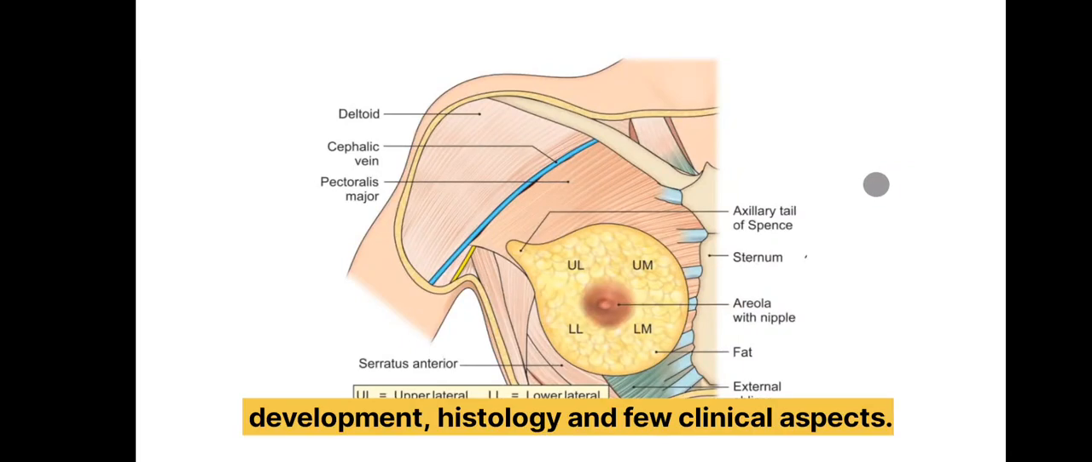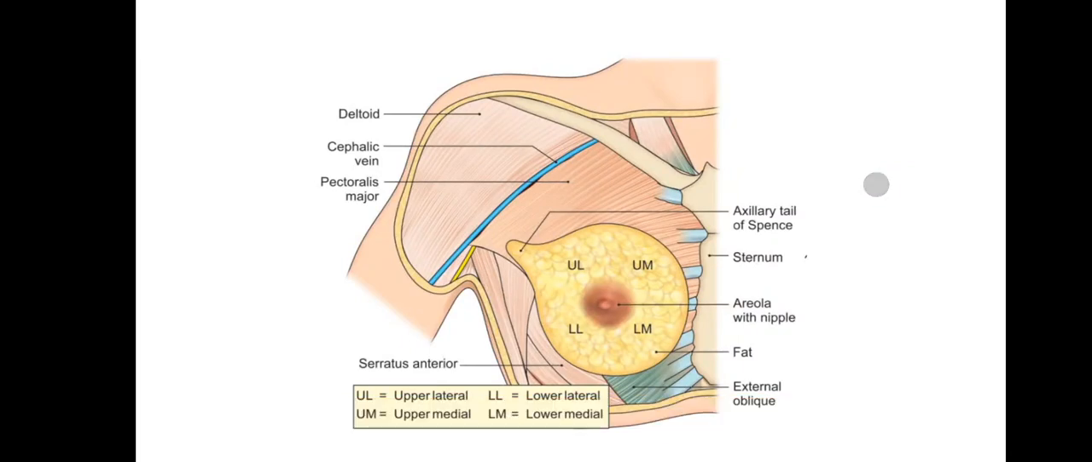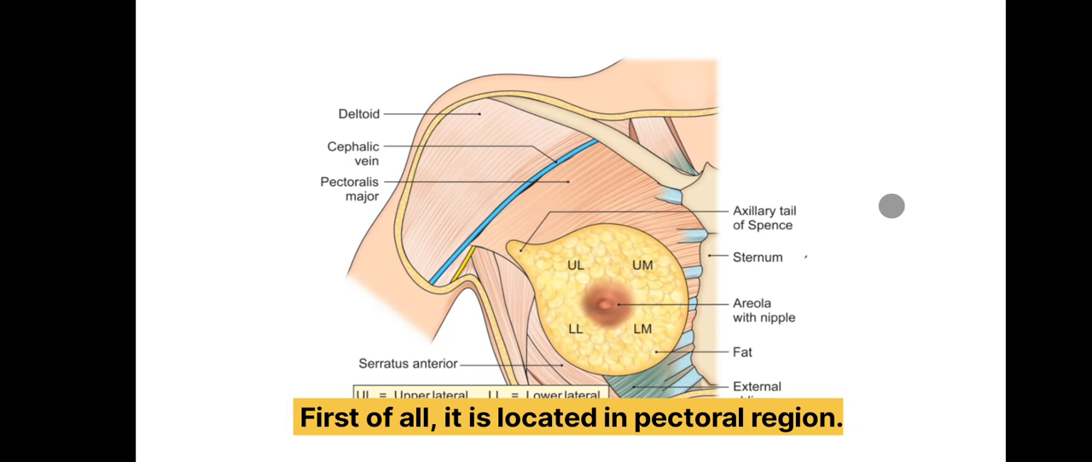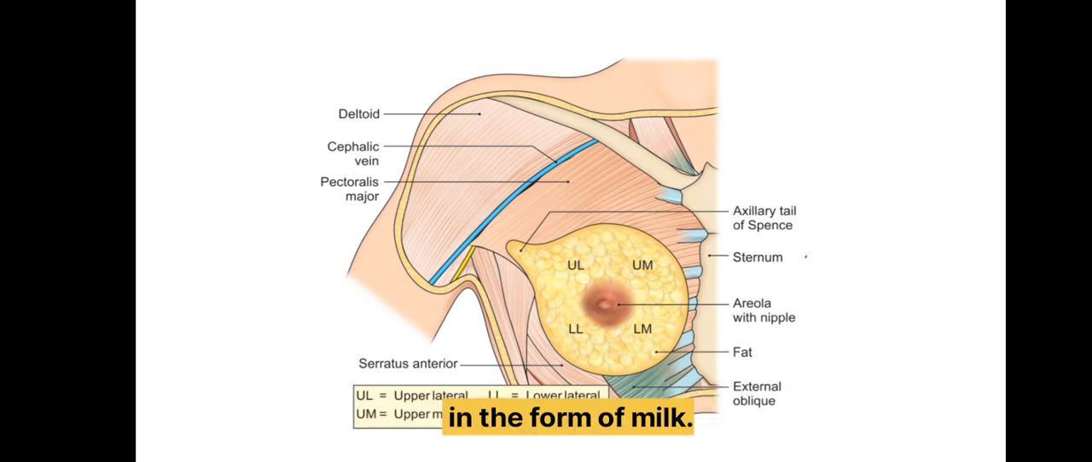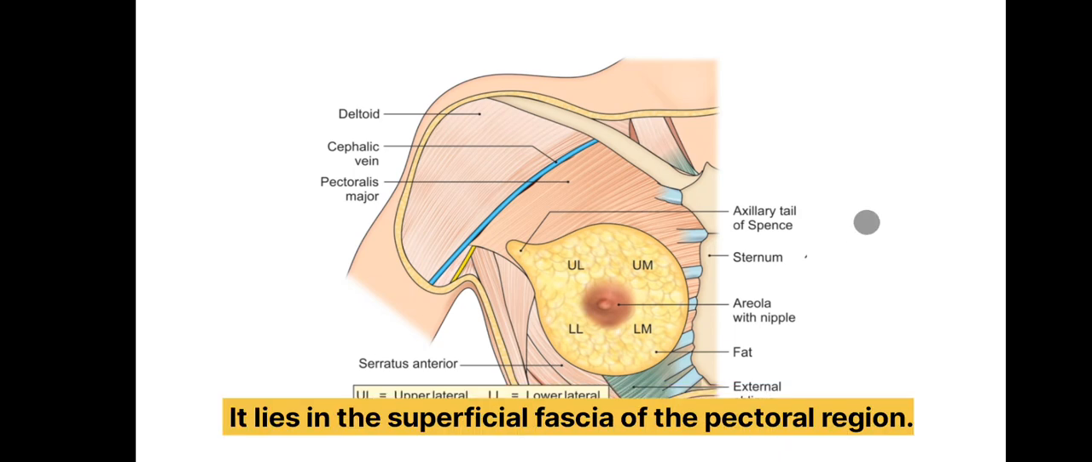Development, histology, and few clinical aspects. First of all, it is located in the pectoral region. It is an accessory organ of the female reproductive system which provides nutrition to the newborn in the form of milk. It lies in the superficial fascia of the pectoral region.